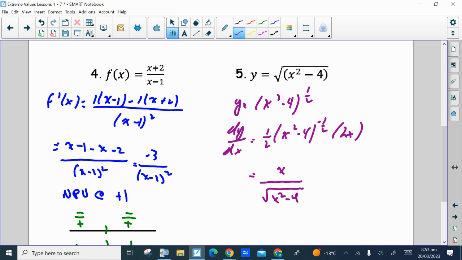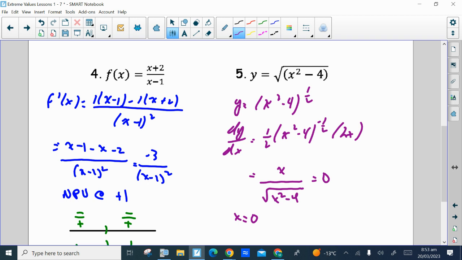So in this case, we do have a critical number, because the top is x. The critical number, remember, occurs when the derivative equals 0, and the derivative is a rational function. A rational function equals 0 when the top equals 0, which is where x equals 0.